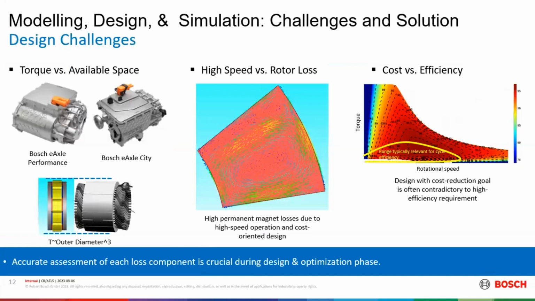And now I want to spotlight some design intricacies I have experienced. Firstly, unlike a radial flux machine, the axial flux machine does not scale with the stack length. It depends more or less on the cube of the outer diameter.